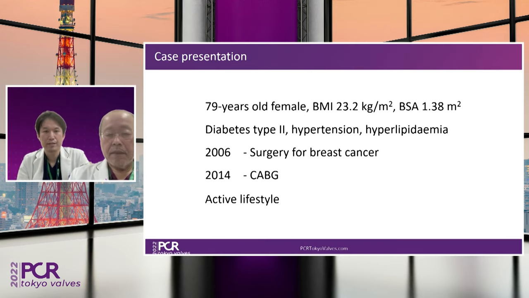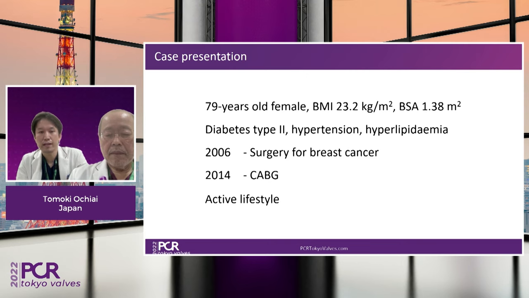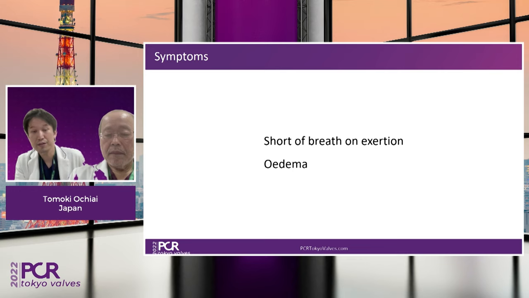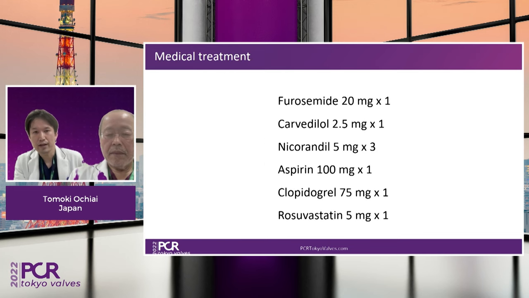Okay, so the patient is a 79 year old female, and her BSA is 1.38 square meter. Her cardiac risk factors are diabetes, hypertension and hyperlipidemia. She underwent surgery for breast cancer in 2006, and she underwent CABG in 2014. This time she presented with shortness of breath, exertional dyspnea, and peripheral edema was also noted. Her GFR was 47 and the BNP was elevated, over 500.